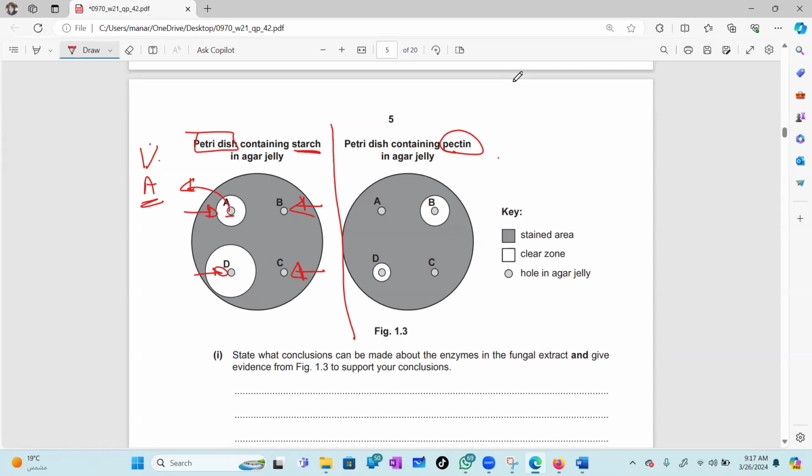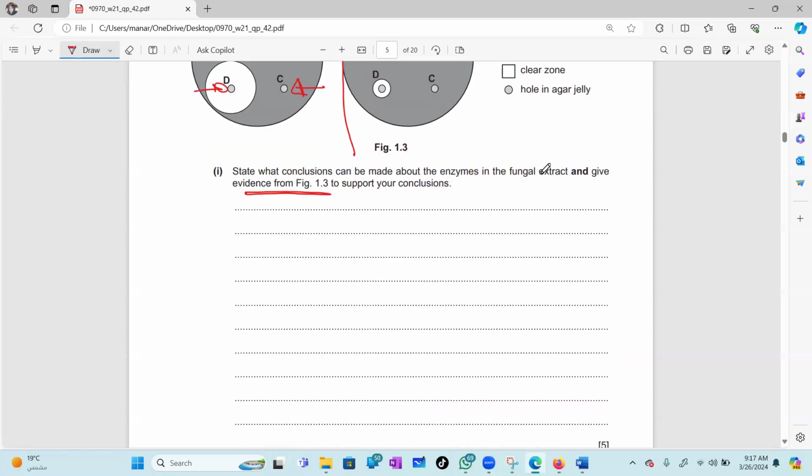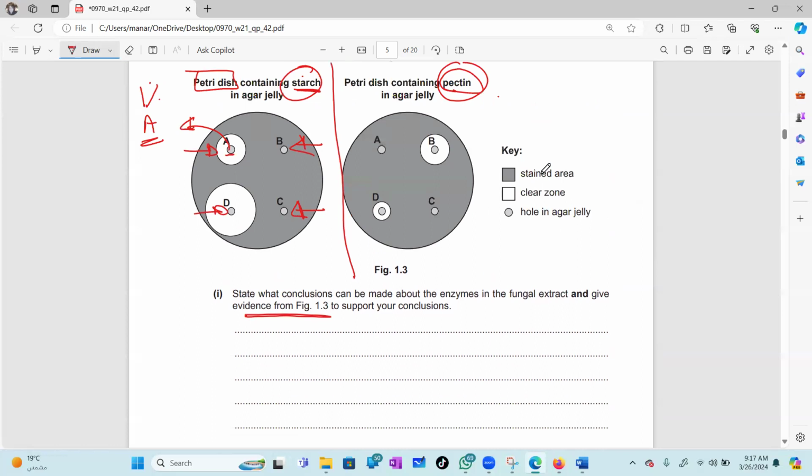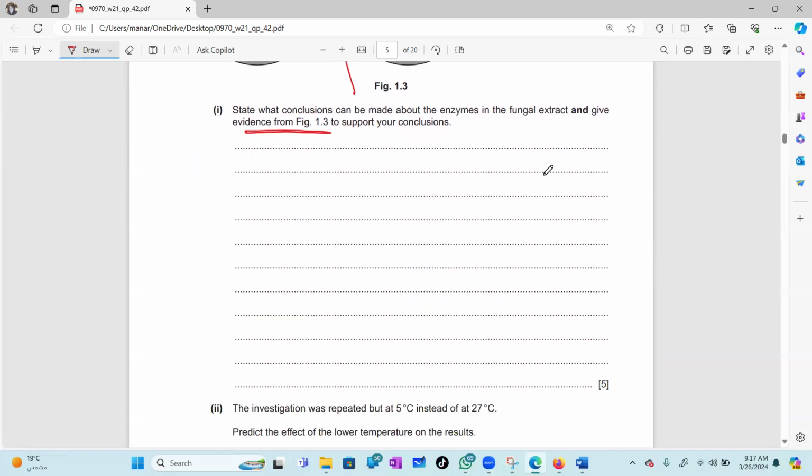Yes. Okay. Now, why is this out of 5 marks? Because you need to compare both Petri dishes, and you need to give me a comment or evidence from figure 1.3 from the first Petri dish, the one containing starch, and the one containing pectin. I'm not going to waste any more time because I want to finish the whole exam. For a perfect model answer, I'm going to talk about the Petri dish that contains starch, and I'll compare it with the Petri dish that contained pectin.